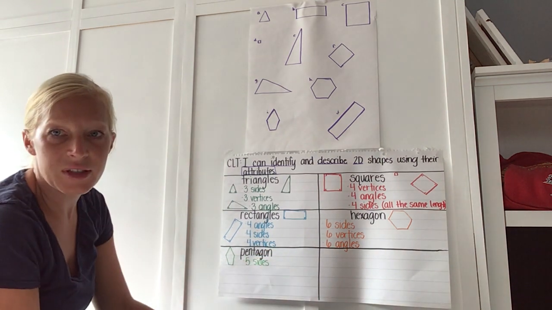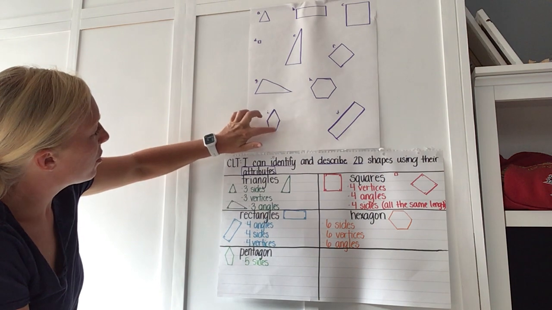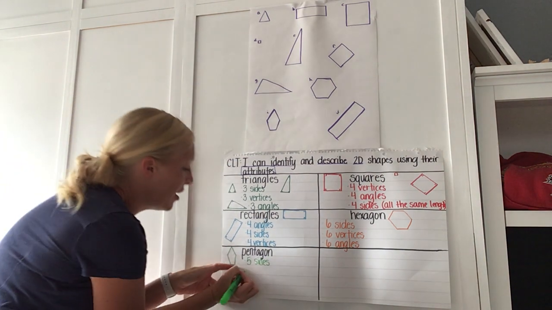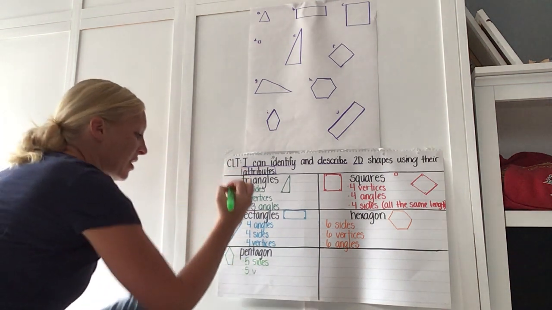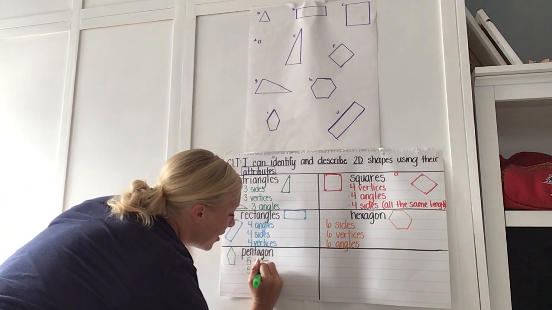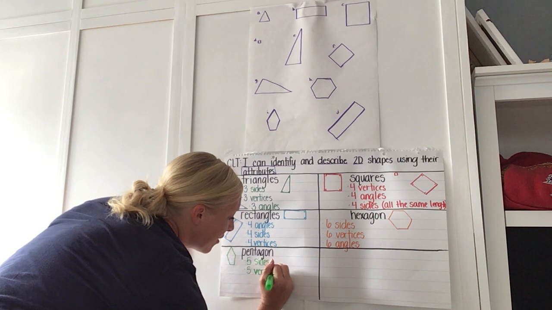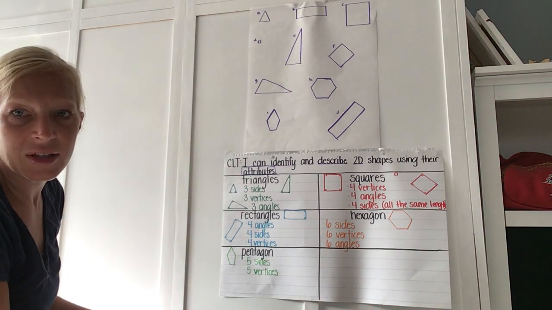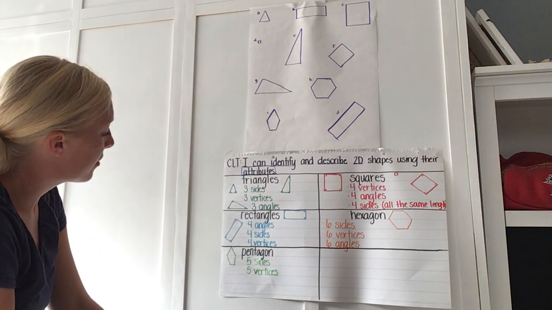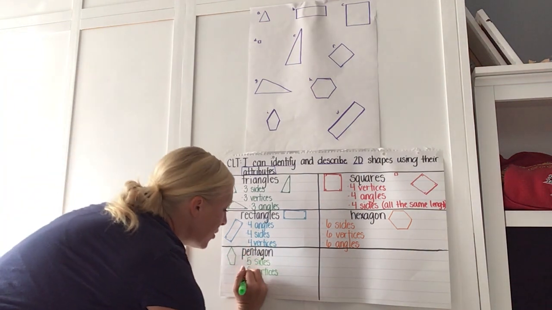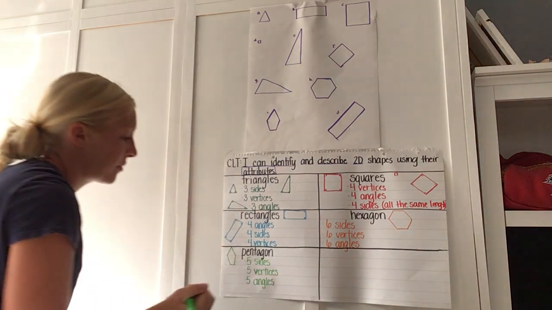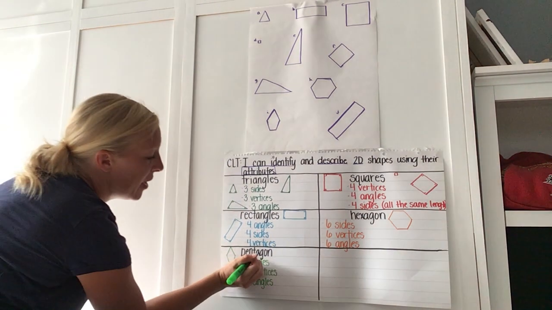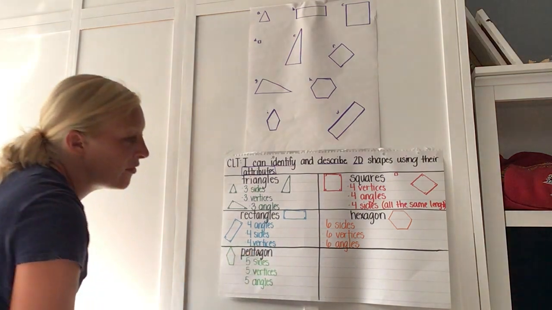What else do you notice about it? 1, 2, 3, 4, 5. It has 5 vertices. Let's see if I can get that written nicely for us to look at. What else do you notice about it? It has those 5 angles. Our pentagon, pent means 5.